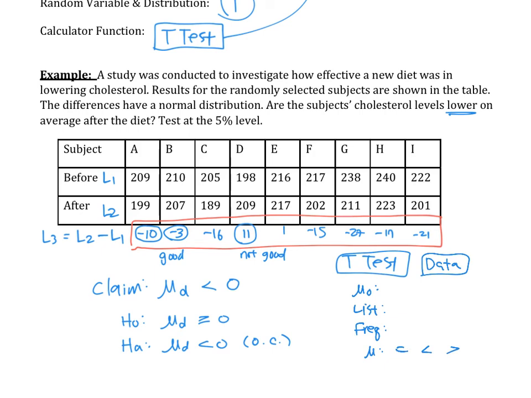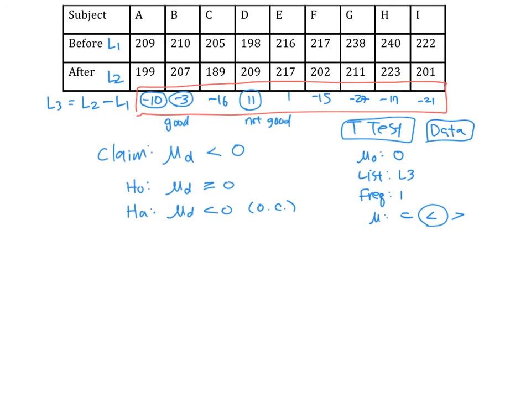So mu0 is, where is your mu from H0? I'm looking at H0: 0. The list is L3. Here I happen to put it in L3. If you put it in L4, then you're just going to type in L4. Frequency is always going to be 1, and for HA, the inequality is less than, so I'll pick that one. And when you calculate that out, your calculator will give you a p-value of 0.013.